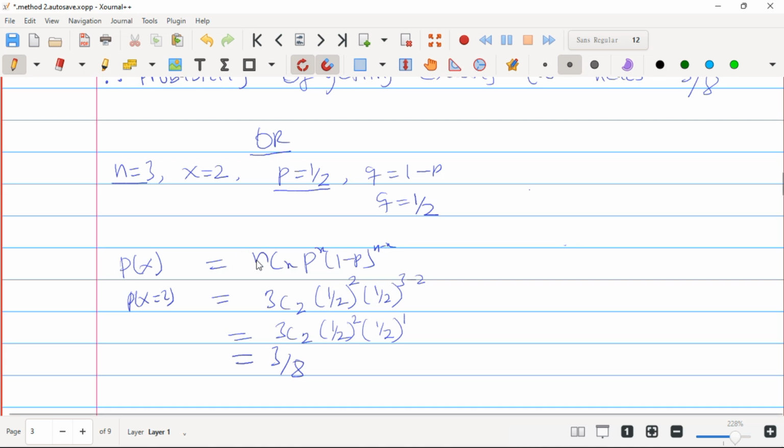So at the end of the day, once you have this and then we have our parameters, what you do is just substitute them into this function. Where we see the n, you substitute 3. Where you see x, you substitute 2. Where you see p, you substitute p. Or better still, where you see 1 minus p, you substitute 1 minus p, and then you substitute n and the x. Once you do that, you are going to get this expression: 3 combination 2, half raised to the power 2, times half raised to the power 3 minus 2. And when you simplify this one, this is what you are going to get, 3 divided by 8.